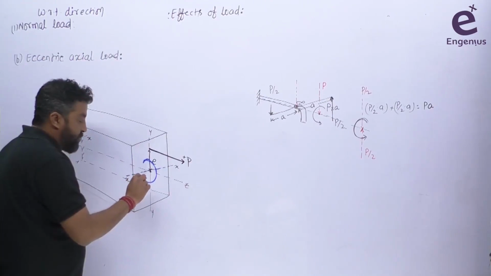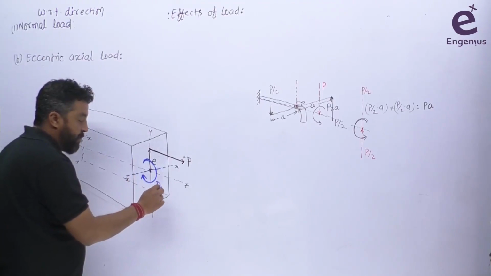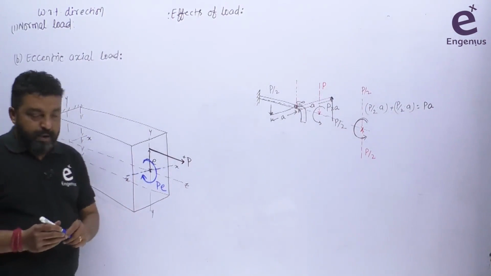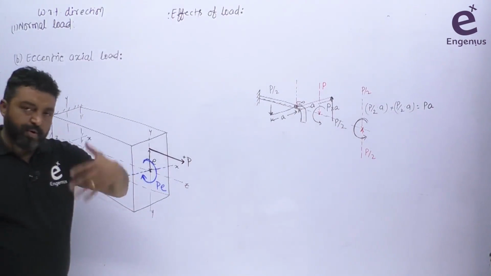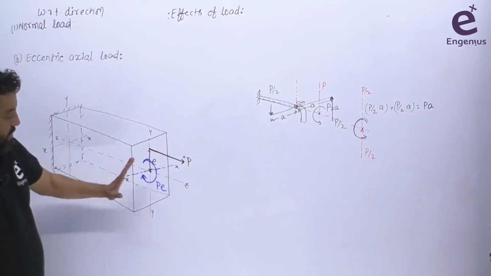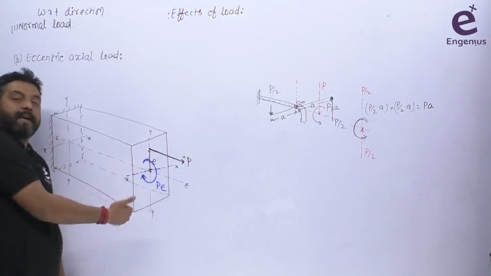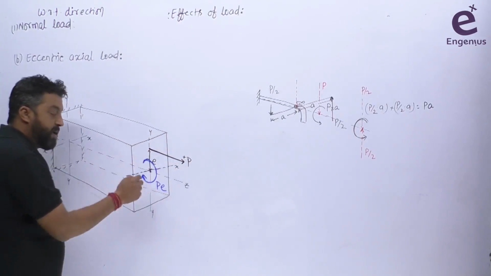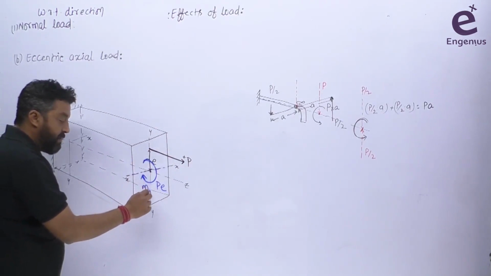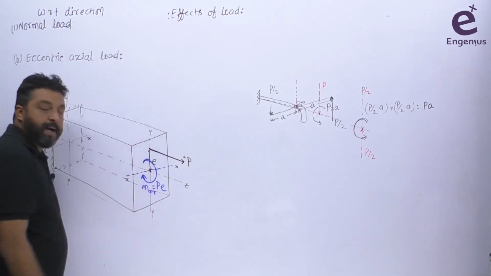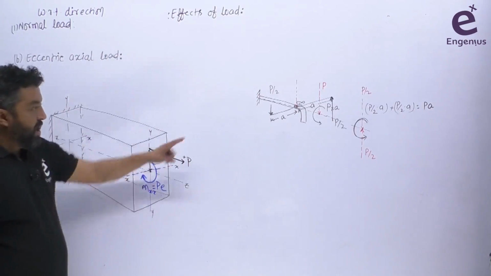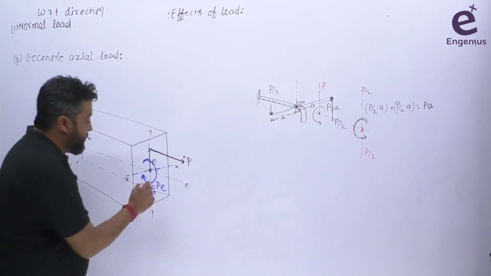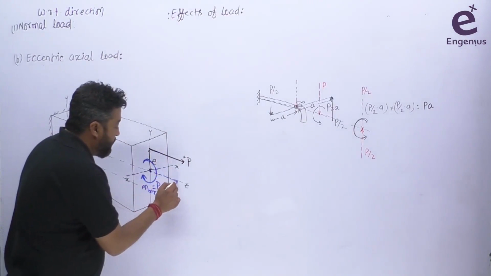And what will be the value of this moment? This is P into the perpendicular distance, that is E. So there is a bending moment produced in this case. I will tell you more about the bending moment when we move further. But in this case, there is a couple or moment going to produce about the x-axis. Since this moment is producing about the x-axis, I am saying this is Mxx. This is P into E here. Now, as in that case, the load is going to transfer at that point. Similarly, this P load is also going to transfer at this point.